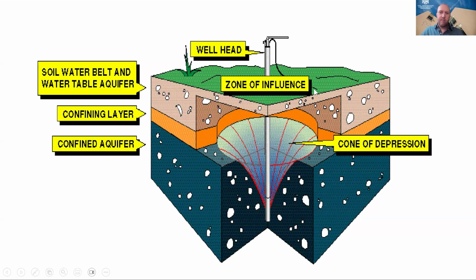And then in this diagram it also labels the zone of influence. This is the area on the surface where there's potential for contamination. It's above that cone of depression where the water from the aquifer is flowing in. And so that zone of influence is the area you want to keep free of any potential sources of contamination.